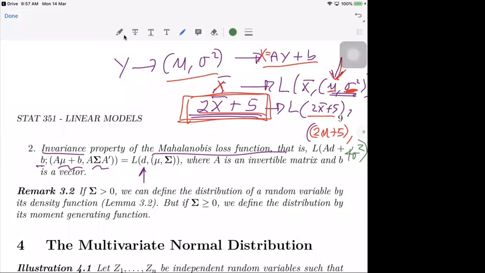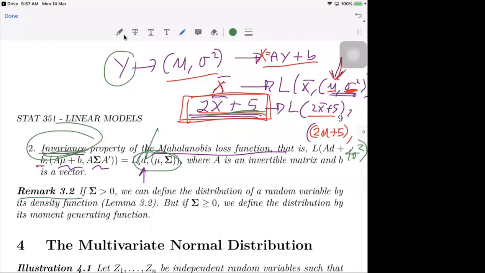So, remark 3.2. The advantage of this invariance is that even if you transform your x, the loss function goes back to the original loss function of your original estimator. So that is the invariance property.